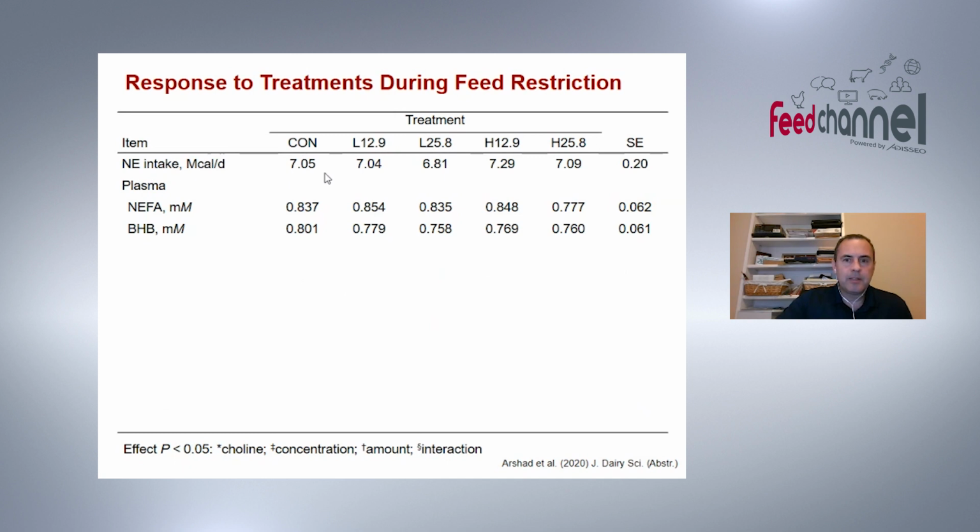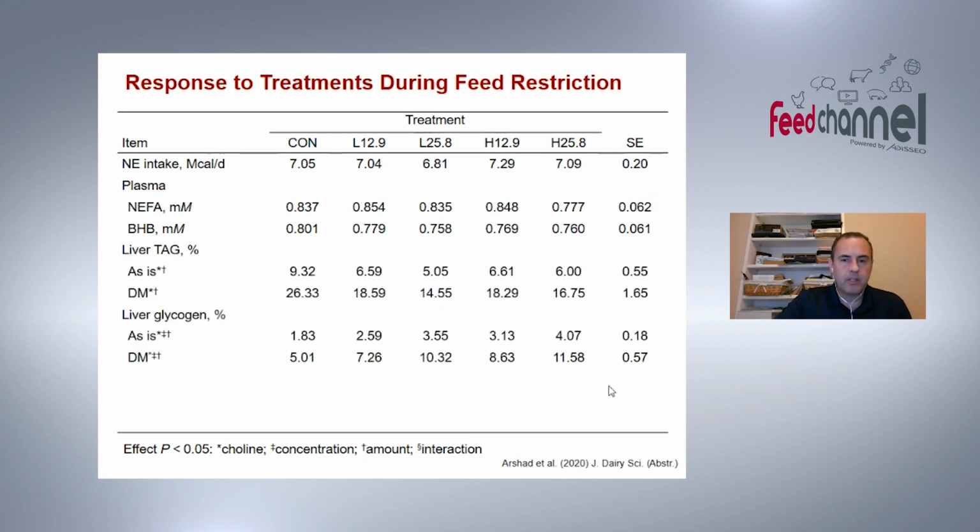So as expected, we controlled intake during feed restriction. These cows were consuming about 7 megacalories of net energy for lactation, and this is exactly 50% of the estimated amounts of net energy required for those cows based on NRC. Okay. So to no surprise, concentrations of NEFA and BHB were elevated for a dry cow, but they were exactly the same across the different treatments. So we were interested whether the amount of choline or the form in which the rumen-protected choline was supplied would affect hepatic triacylglycerol accumulation.